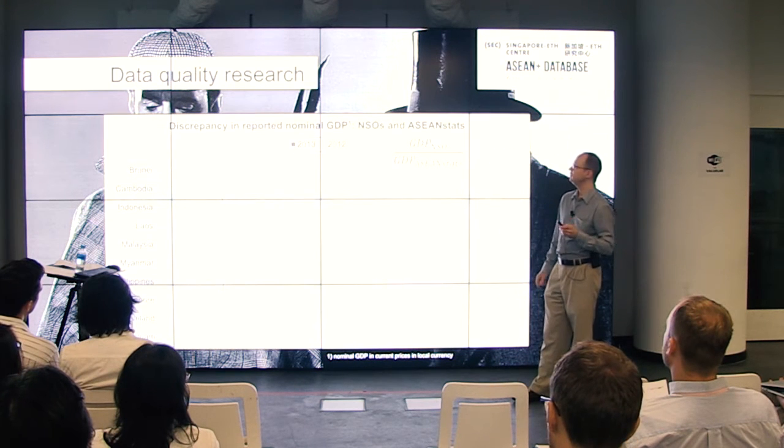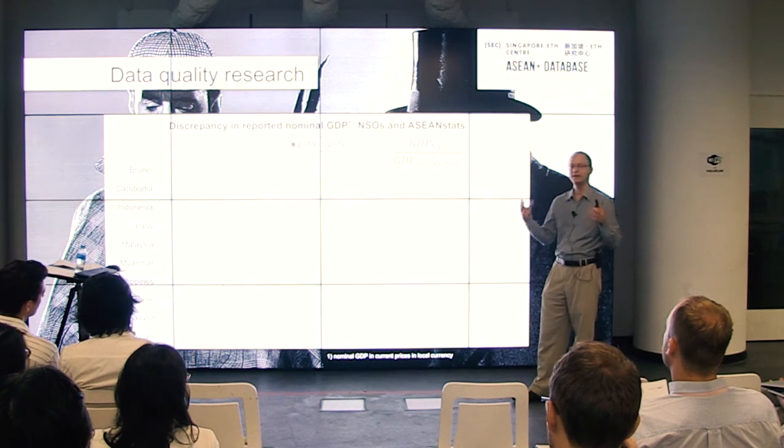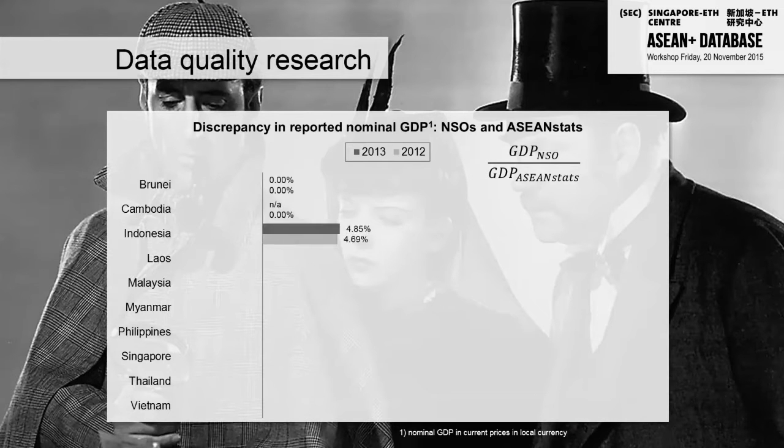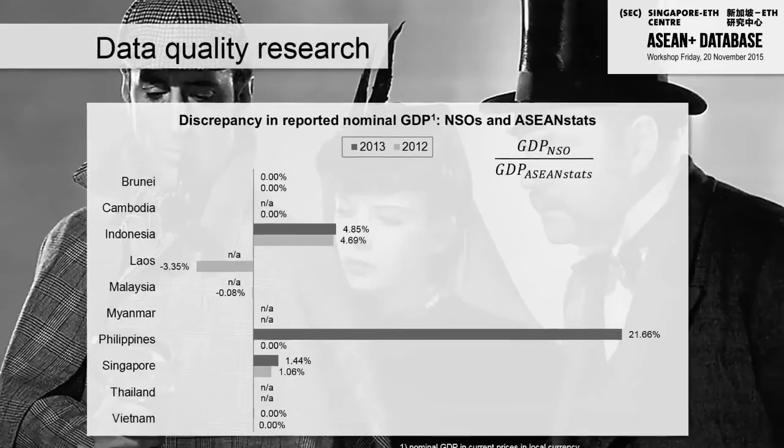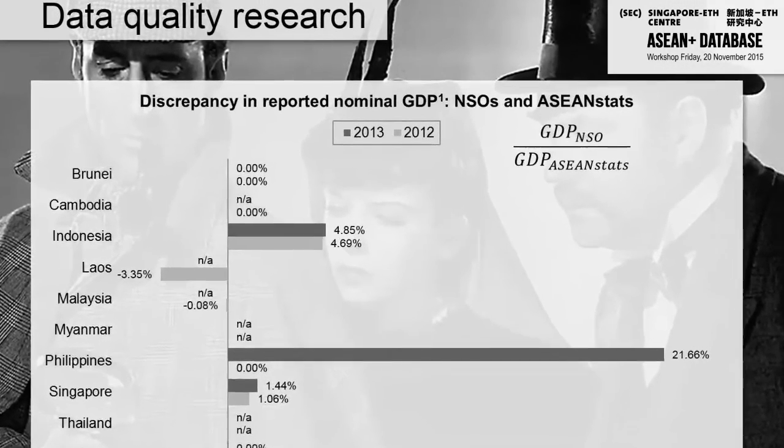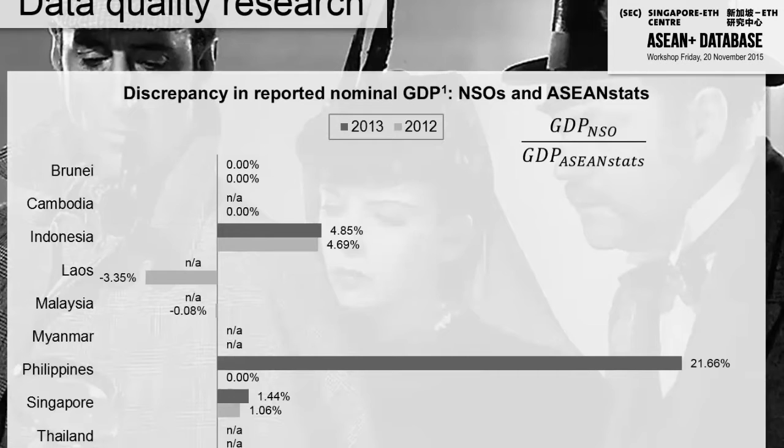So I looked into some of these data quality problems, where I took the numbers of the nominal GDP of the National Statistics Office and compared them with what's available at the ASEAN Stats. That's the statistics organization from ASEAN. And here you can see that there are some discrepancies. For the Philippines, if you go to their website, their GDP was 21% higher than the same number for the same year reported on the ASEAN Stats website. So I was interested in why that is.